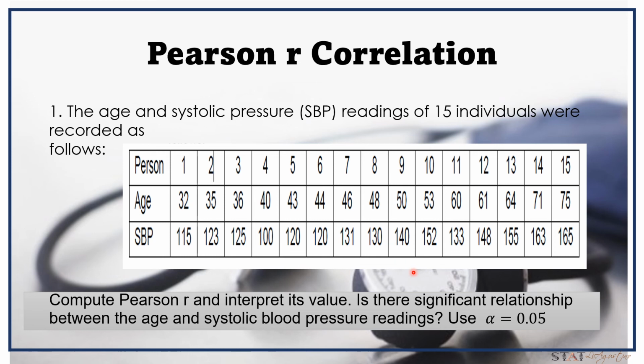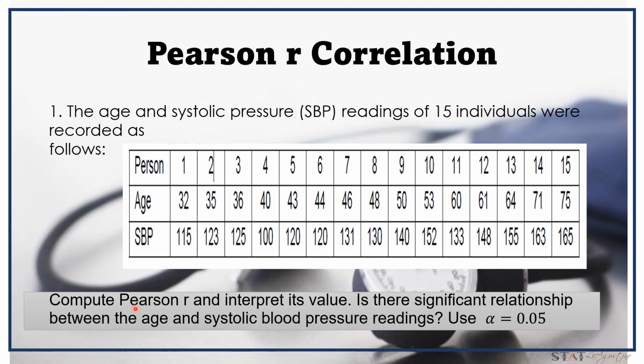And then another example is the Pearson r correlation, or the test of relationship, test of association. The age and systolic pressure readings of 15 individuals were recorded as follows. For example, person 1 is age 32, then the SBP is 115. Then the second person is age 35, and then the SBP. So on and so forth until the 15th person.